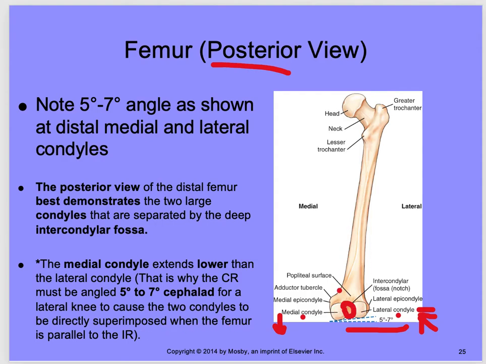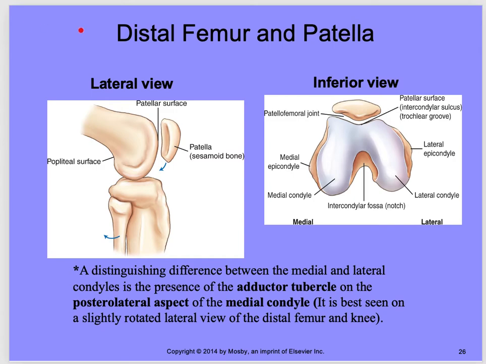And actually, your image is going to be medial to lateral, okay? So when you're imaging medial to lateral, you're going to take your central ray, and that's going to be 5 to 7 this way, to bring this medial condyle up and in line with that lateral condyle. That way you're going to image both the medial and lateral over top. You're going to superimpose them instead of where if you were to come straight on, then you're going to have your medial here, your lateral here, and you're going to close that joint space. Okay? So a lateral view.